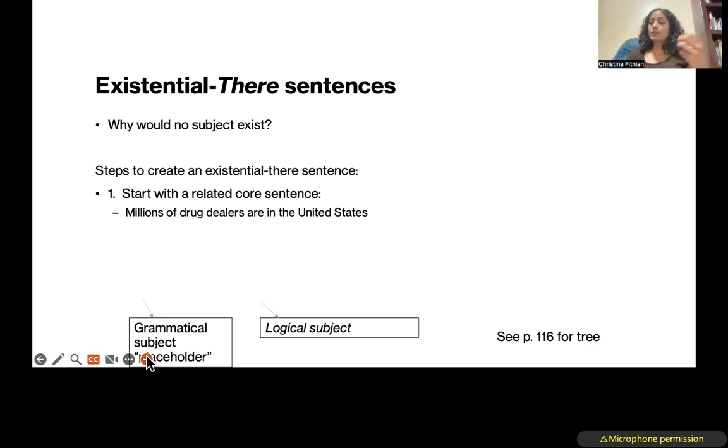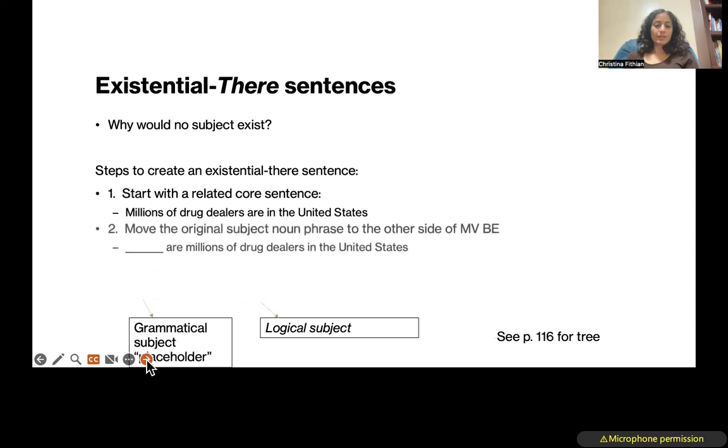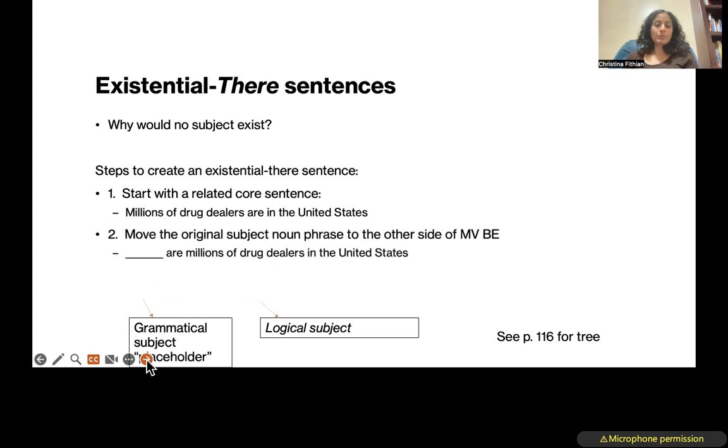First, we start with a related core sentence. Millions of drug dealers are in the United States. Now, we move the original subject noun phrase to the other side of the main verb be. And then we end up with a hole. Are millions of drug dealers in the United States?